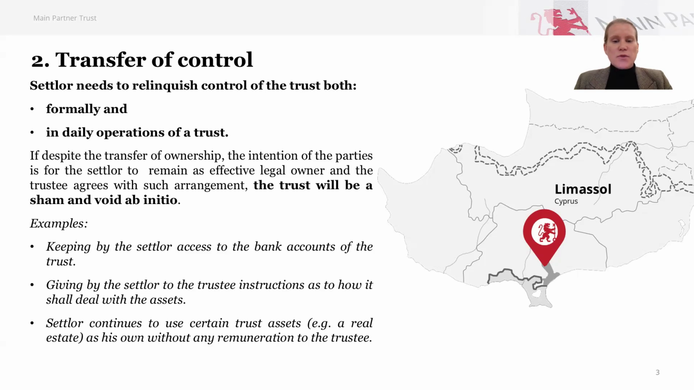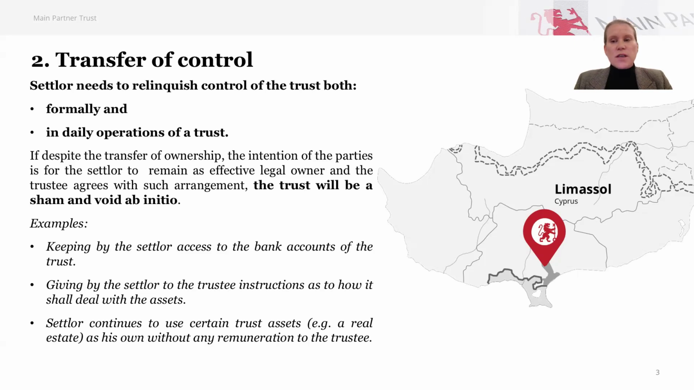Here I have prepared for you some examples of such a situation. So, for example, if the settlor has and uses access to the bank accounts of the trust and makes payments and transfers from such bank accounts, and the trustee does not object, it can be a strong indication that such a trust is a sham.